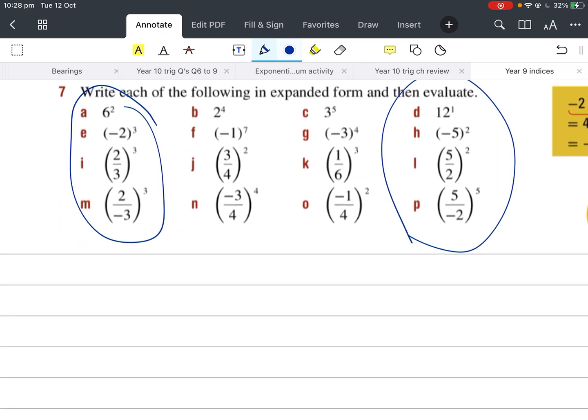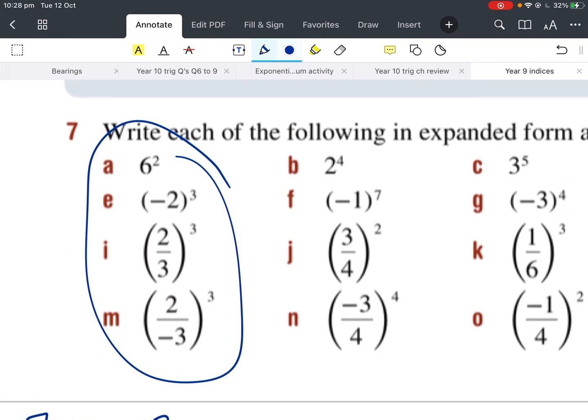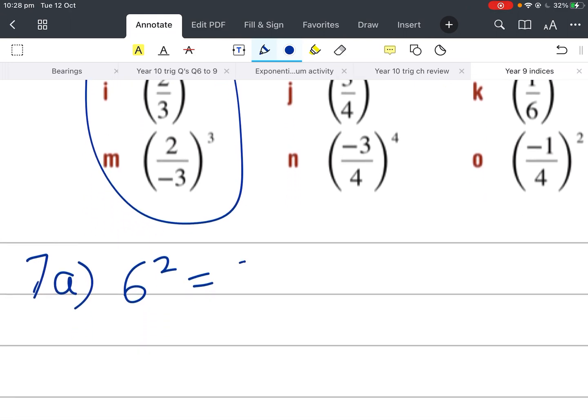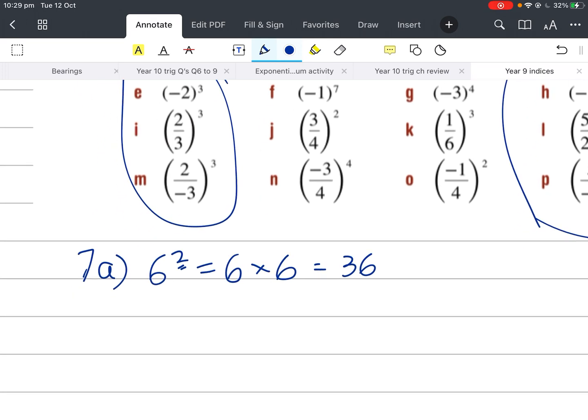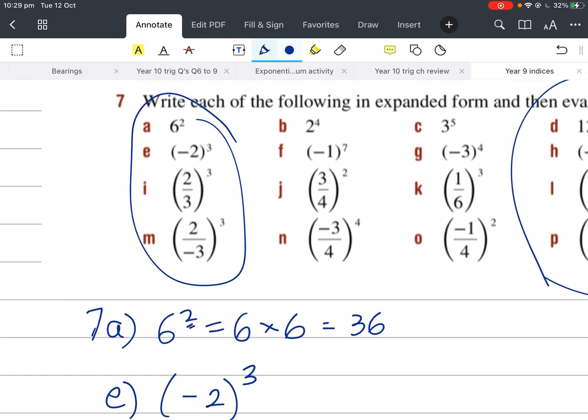Alright, so 7a says 6 squared. Now let's see, it said expand them first and then evaluate. So I've got to write out 6 twice. What's 6 times 6? 36. Well done.